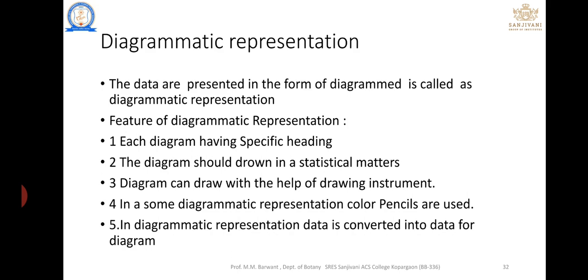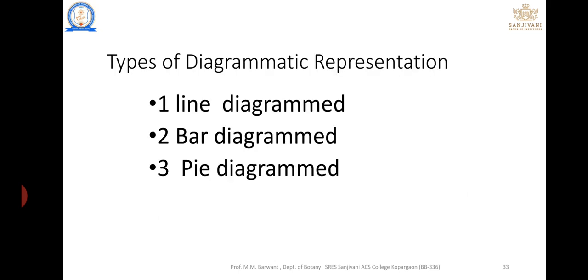Next point is the features of diagrammatic representation. Each diagram has a specific heading. The diagram should be drawn in a statistical manner. A diagram can be drawn with the help of a drawing instrument. In some diagrammatic representations, color pencils are used. In diagrammatic representation, data is converted into the form of a diagram.